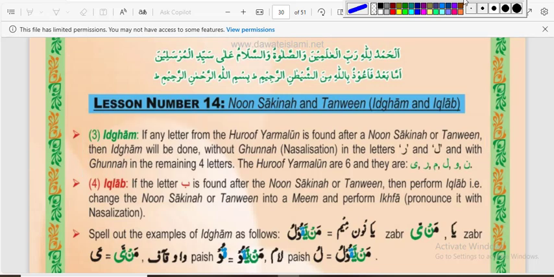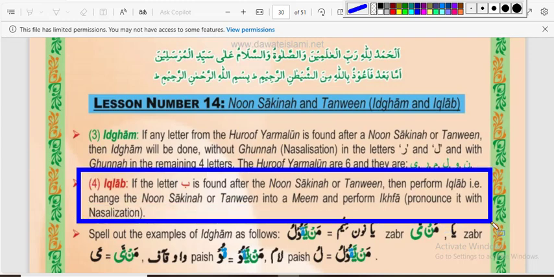Now we do the definition of iqlab. Iqlab is also a small rule and an easy one. That is the last and the 4th rule of noon sakin and tanween. Iqlab means to change the letter with another letter. So it has only one letter, that is ba. It says if after noon sakin or tanween the letter ba appears, we have to change the sound of noon sakin and tanween into mim. Instead of noon sakin or instead of tanween, we have to say a small mim.